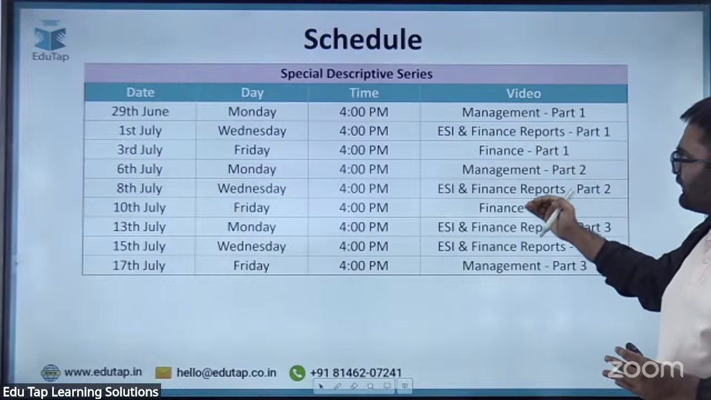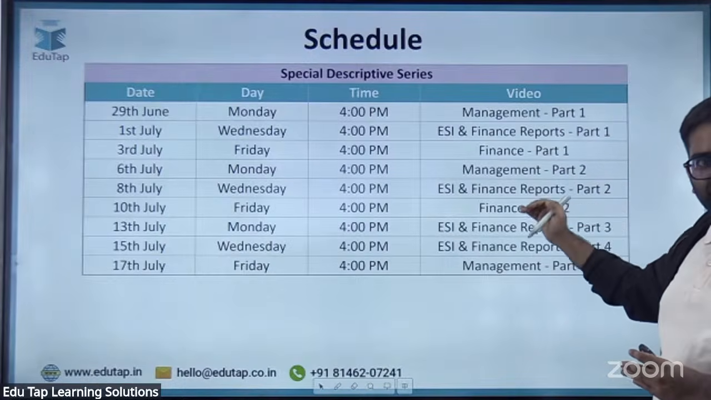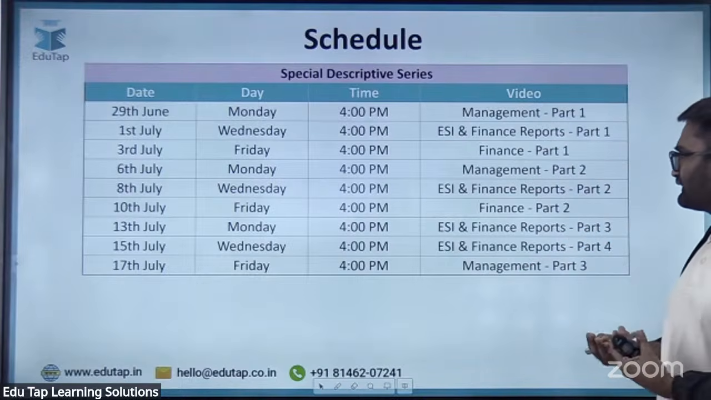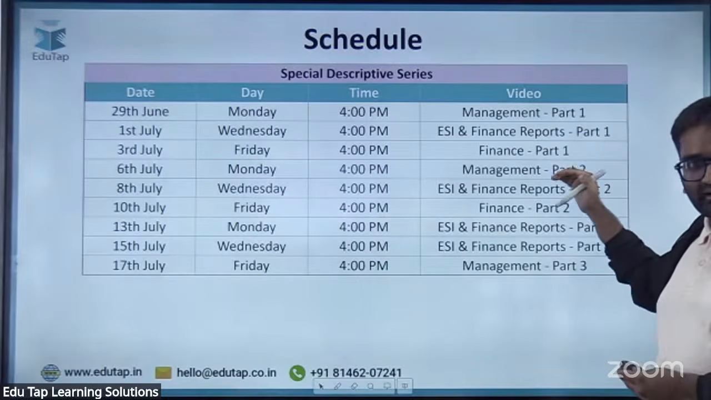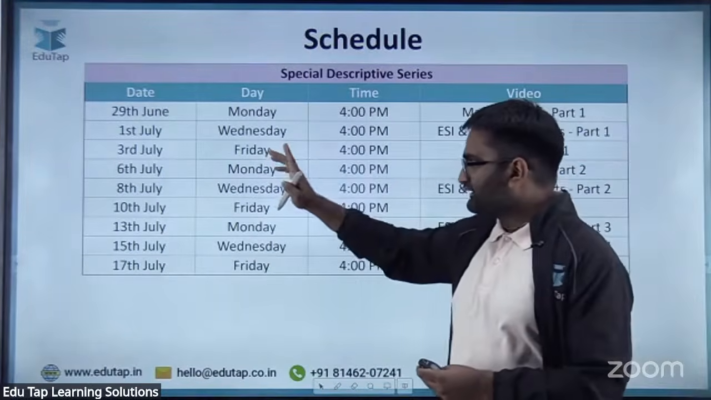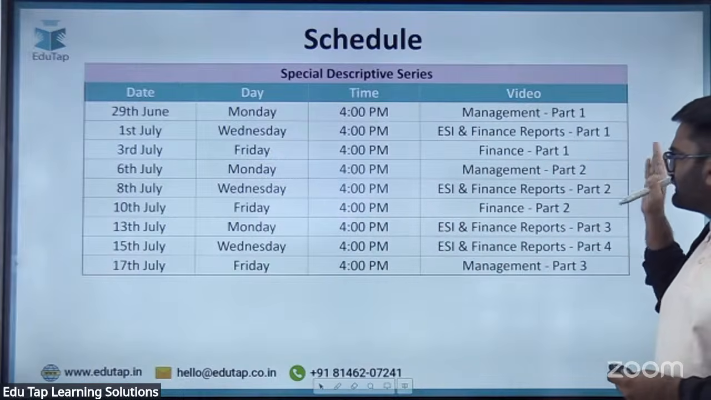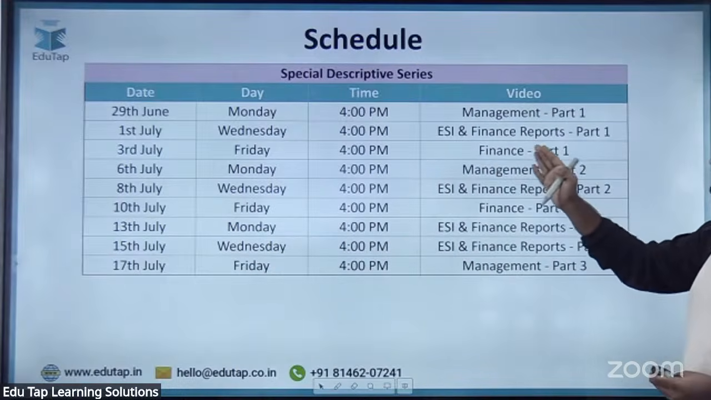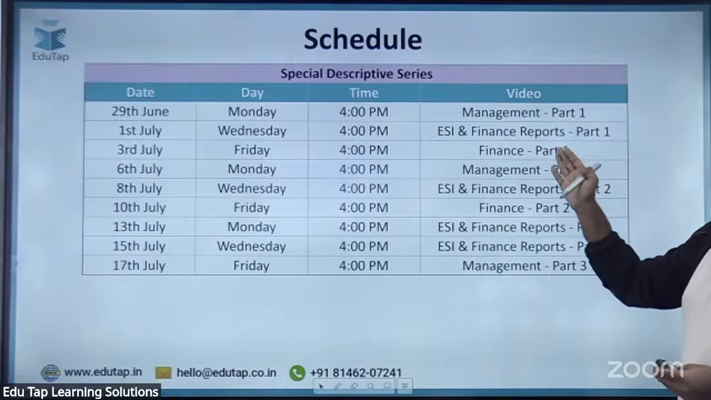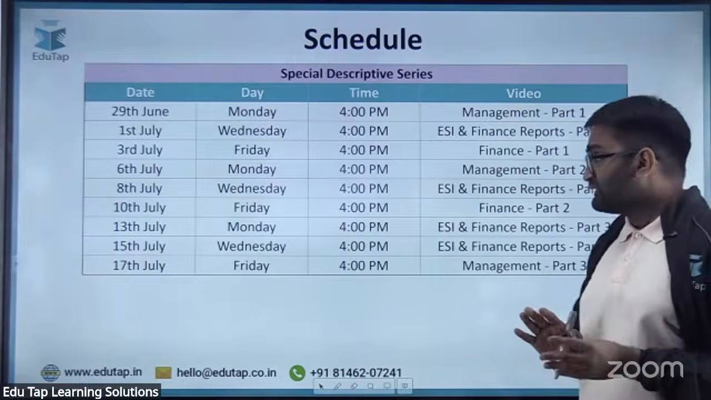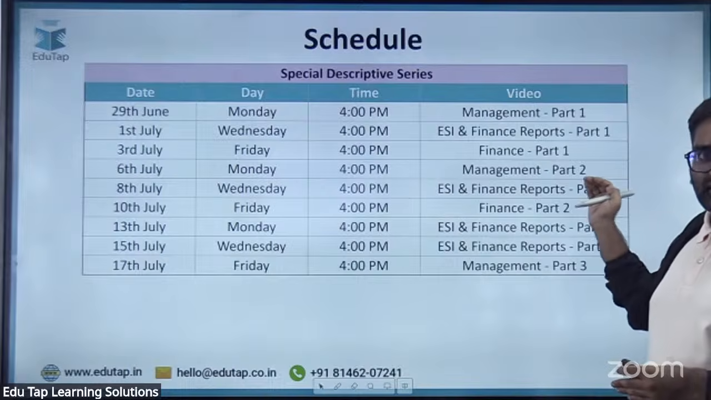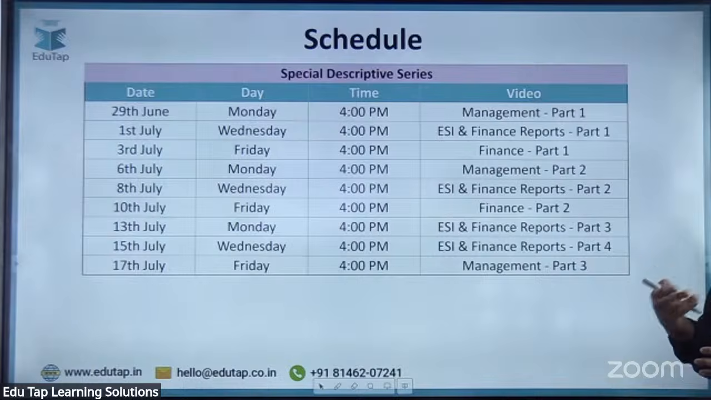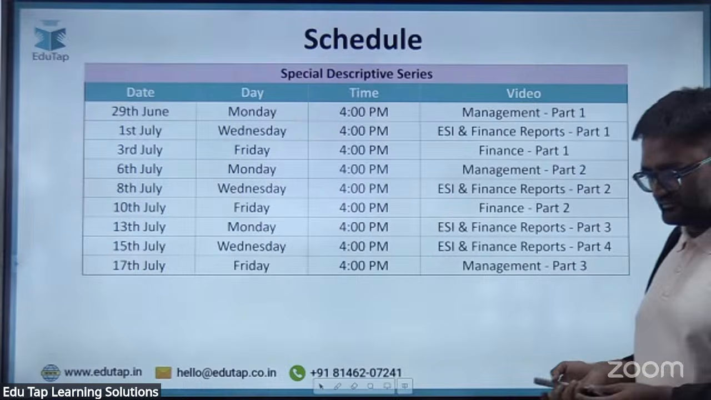And coming to the entire schedule, here you can see all of these subjects, the topics on which these sessions are going to be conducted. As I can tell you, I'm going to take the finance static part. Okay, so those sessions will be on Fridays, 3rd of July at 4 p.m., Part 1, and the second part would be on 10th of July. Now here we also have ESI and finance reports and management. So the management part would be taken by Deepika ma'am, and ESI and finance reports would be taken by our Jaskaran sir. So I would like to invite Jaskaran sir here to just explain the schedule and also tell what is the importance of this series. Jaskaran sir, over to you.